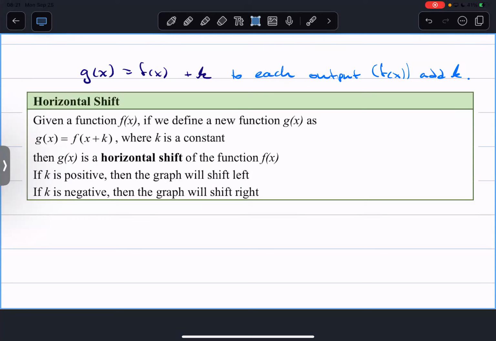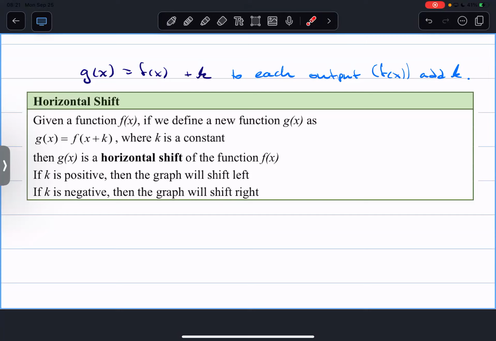What about horizontal shifts? What's the difference between the one we saw before, f of x plus k, and f of x plus k? If you say it, there's no difference, right? Or it's very subtle. But now notice that k is being added to the x.